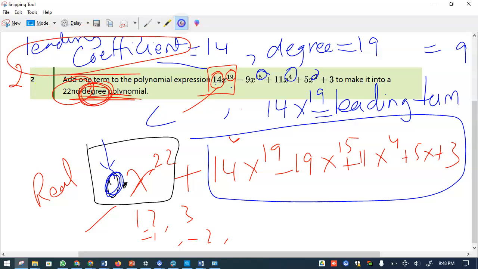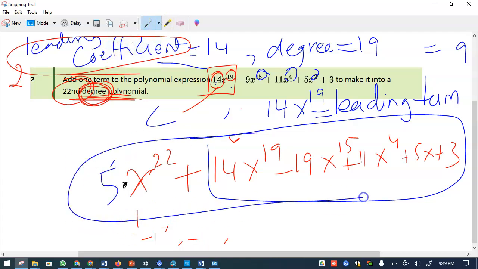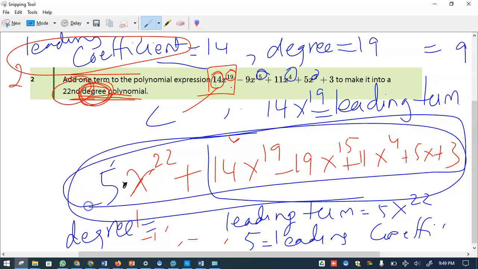Now, when you add one more term here, everything changes. I could have just made it 5 times x raised to 22. So the leading term is 5x raised to 22, 5 is the leading coefficient, and the degree of the polynomial is 22. I hope that takes care of that.